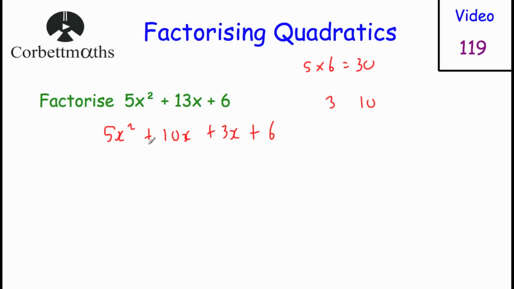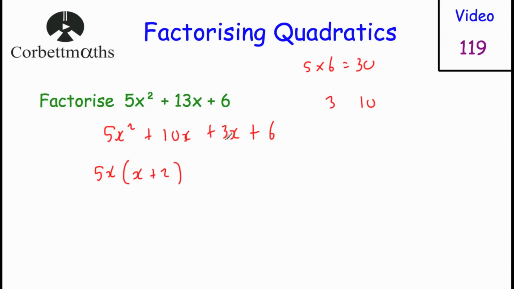So starting off with the first two terms of this expression, we've got 5x squared plus 10x. Now I can see that these two terms have 5x as a common factor. So we'll write 5x, and then a bracket, and then factorising this by taking out the 5x would leave us with an x to begin with, because 5x squared divided by 5x is just x, and then 10x divided by 5x is plus 2. Now let's factorise the second two terms of this expression. So we've got 3x plus 6.